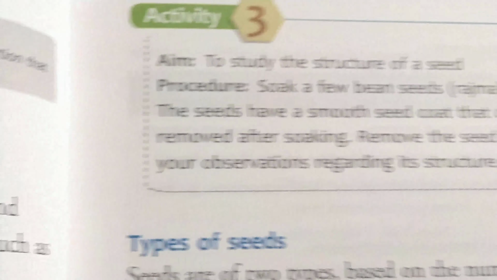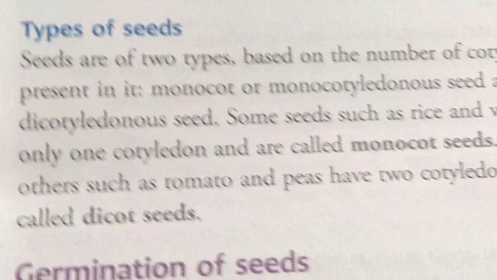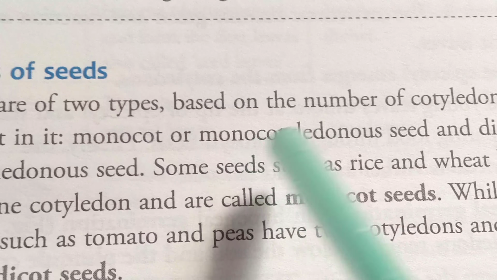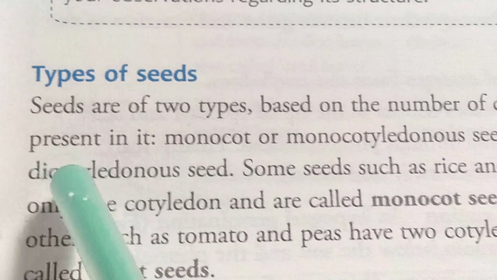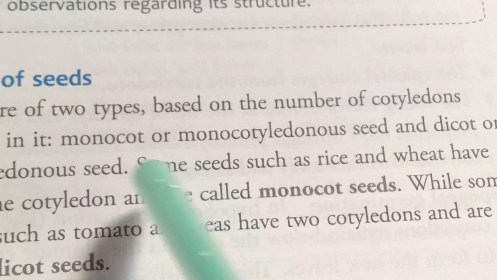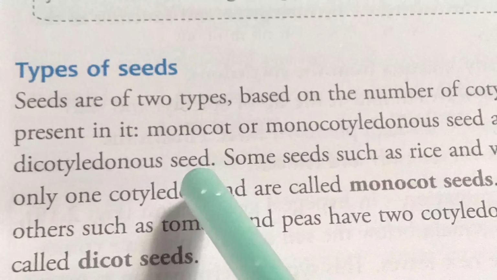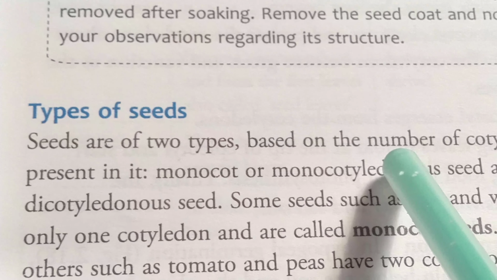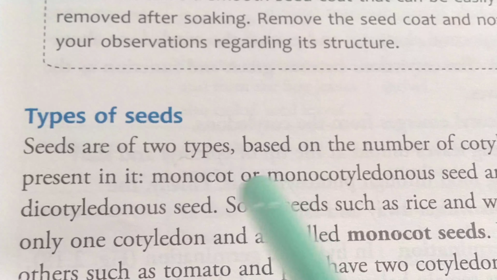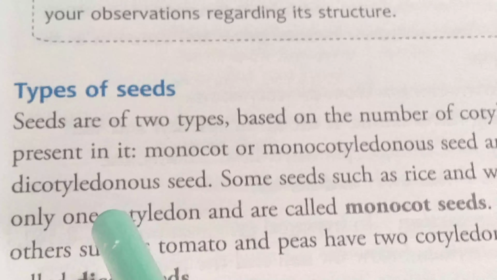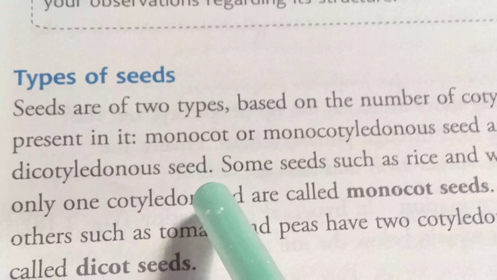Next, types of seeds. Seeds are of two types based on the number of cotyledons present in them. They are known as monocotyledonous or monocot seeds and dicotyledonous or dicot seeds. So depending upon the number of cotyledons, basically seeds are of two types. First, monocot or monocotyledonous seed. Another one is dicot or dicotyledonous seed.